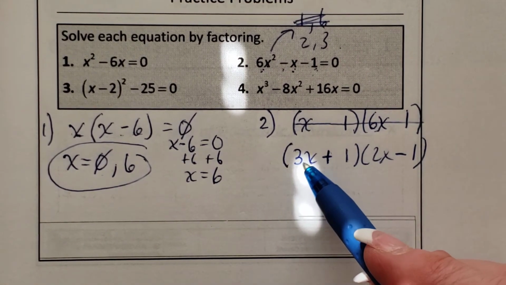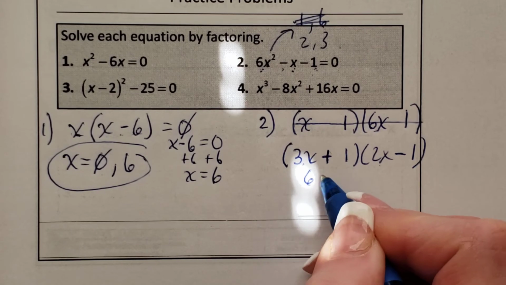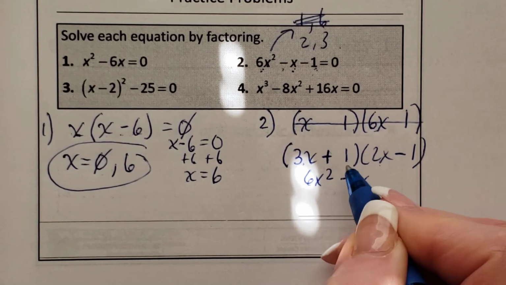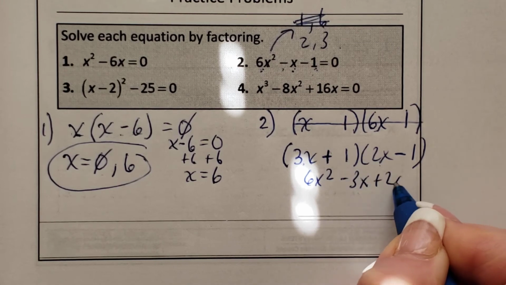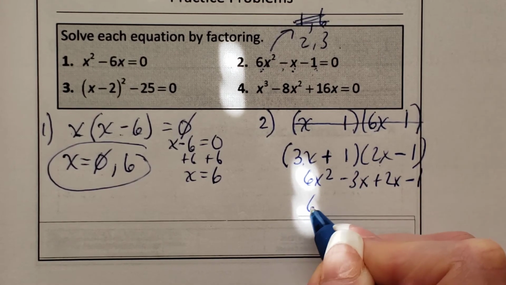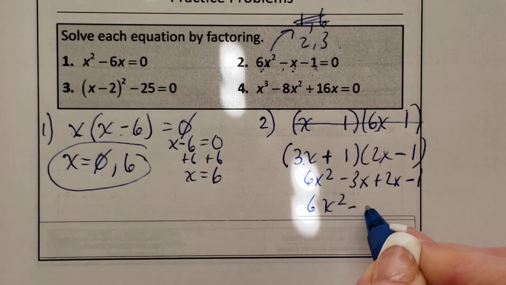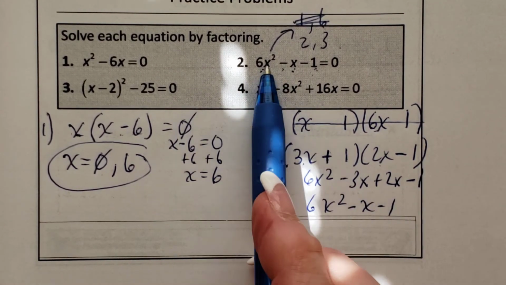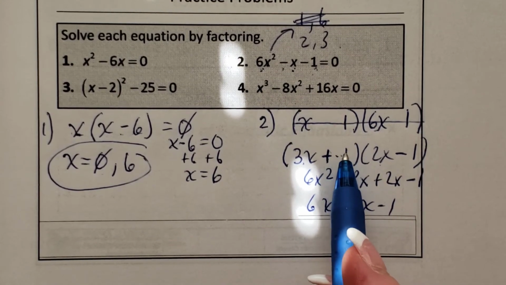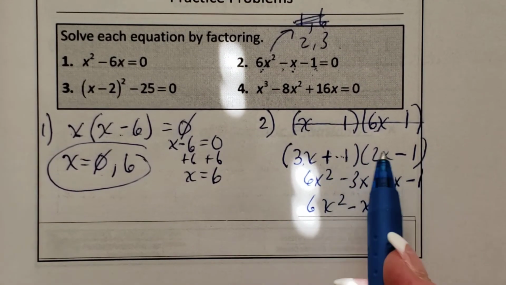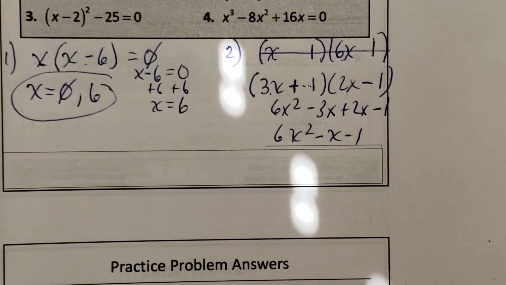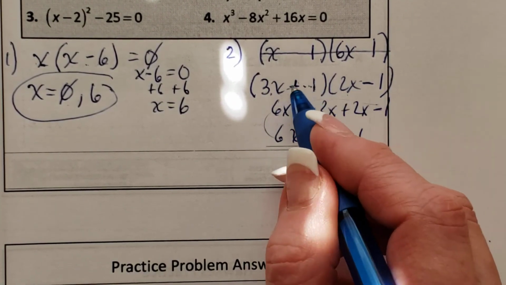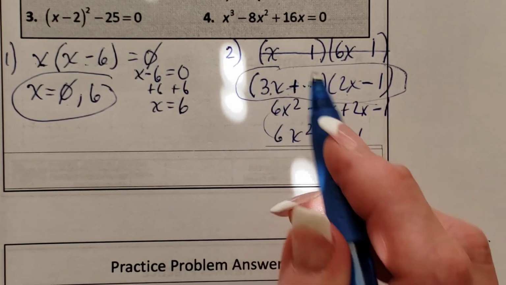All right, so 3x times 2x is 6x squared. 3x times 1 is negative 3x. 1 times 2x is 2x. And yes, this is what I started with, right? So this is the right factoring. Now the only reason I did this is to prove that this answer was right. So let's go back to this as our answer as it's factored.